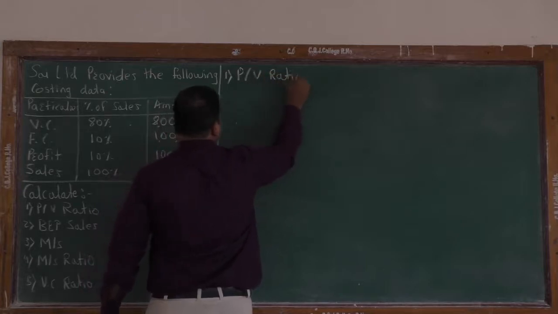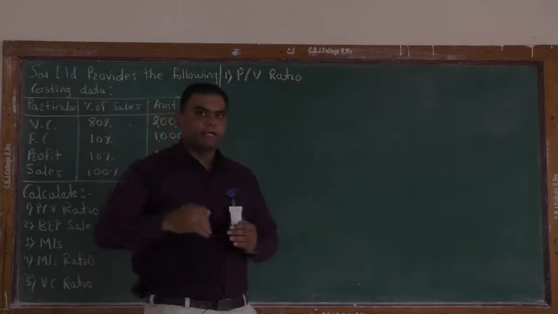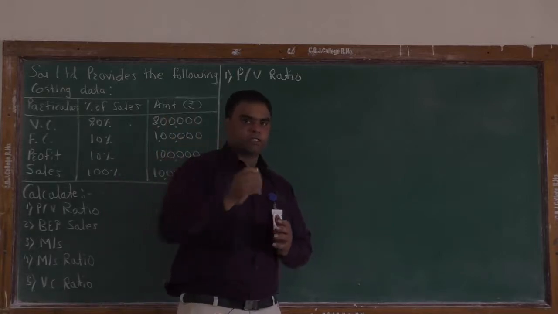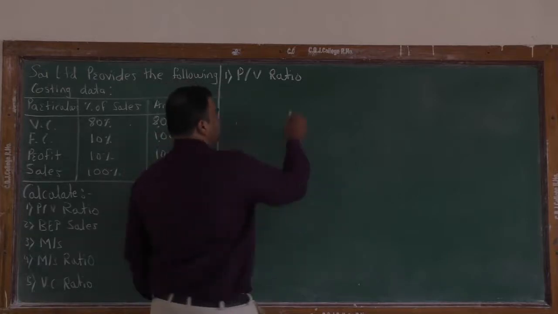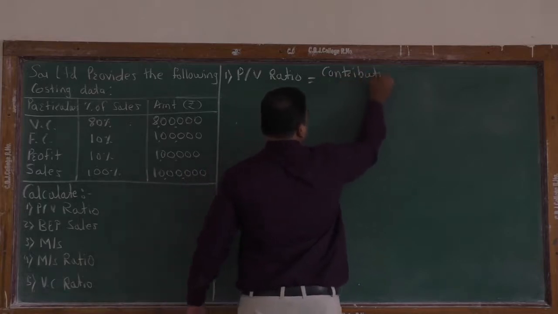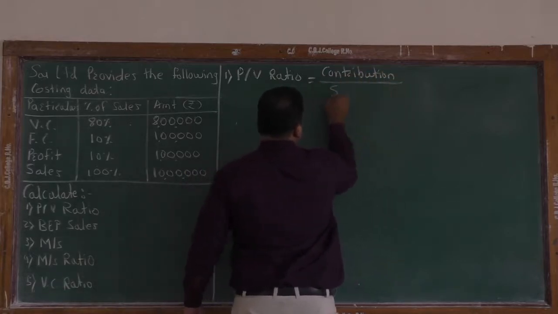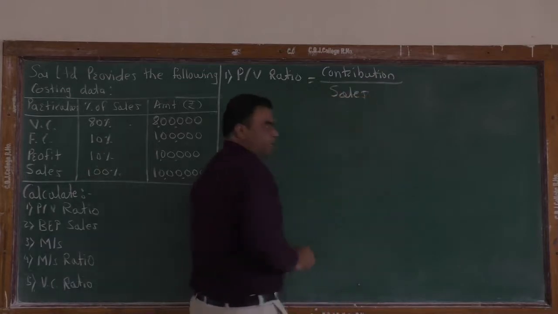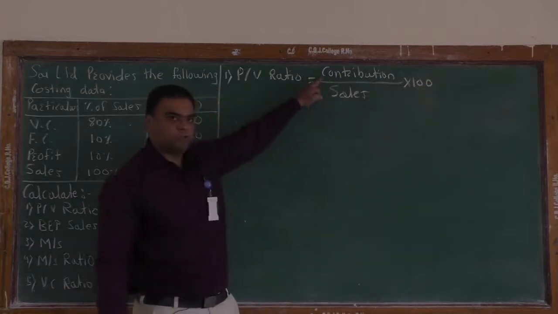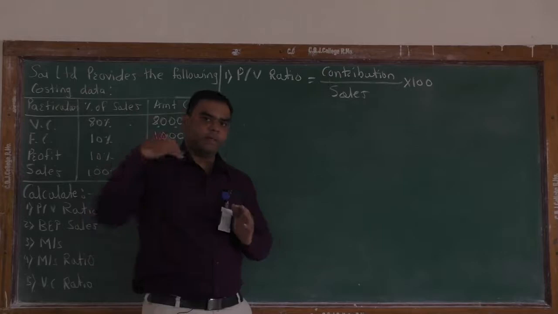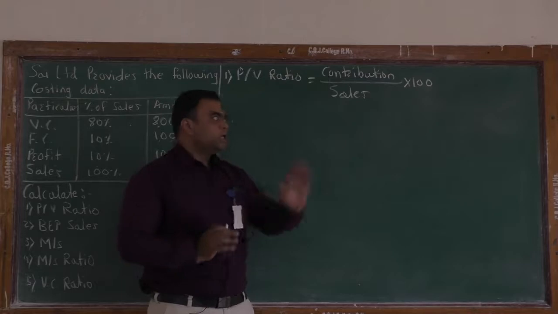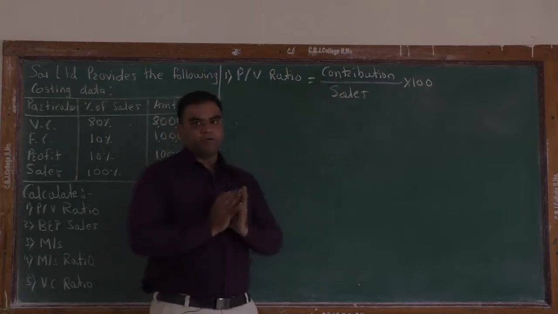But as we have discussed, PV ratio is not actually the profit to sales ratio, it is actually the contribution to sales ratio. So the PV ratio formula is contribution upon sales into 100. So what does PV ratio tell us? PV ratio tells us the percentage of contribution to sales. It means suppose PV ratio is 20%, it means contribution is 20% of sales.